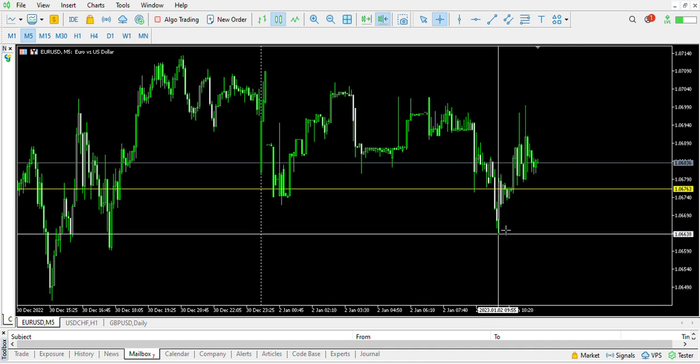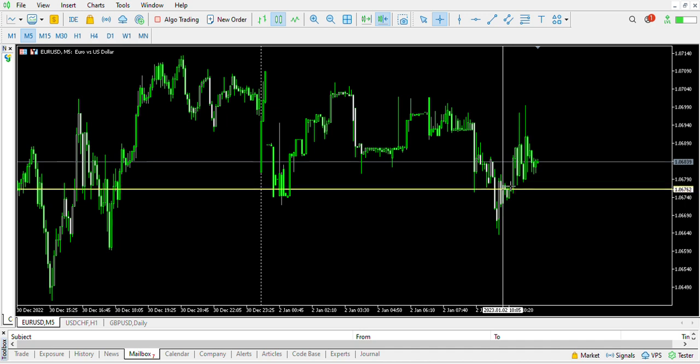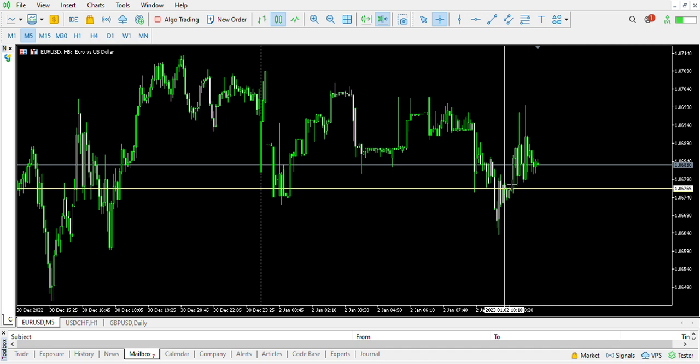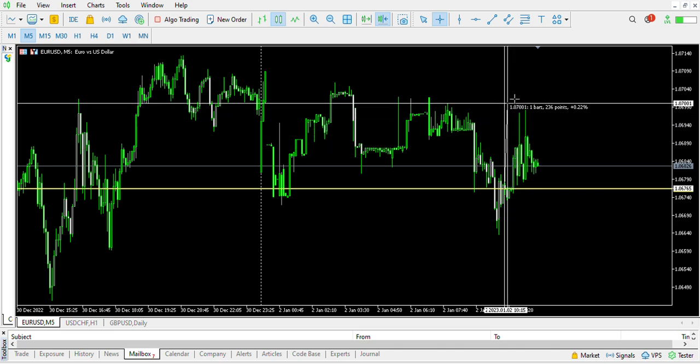When underneath it there, it pulled back up and printed a candle in the direction I wanted to go. So I entered around here. And then in this move, I'm looking for 10 pips. So 10 pips there, and I got out. Again, I could have held it to this.